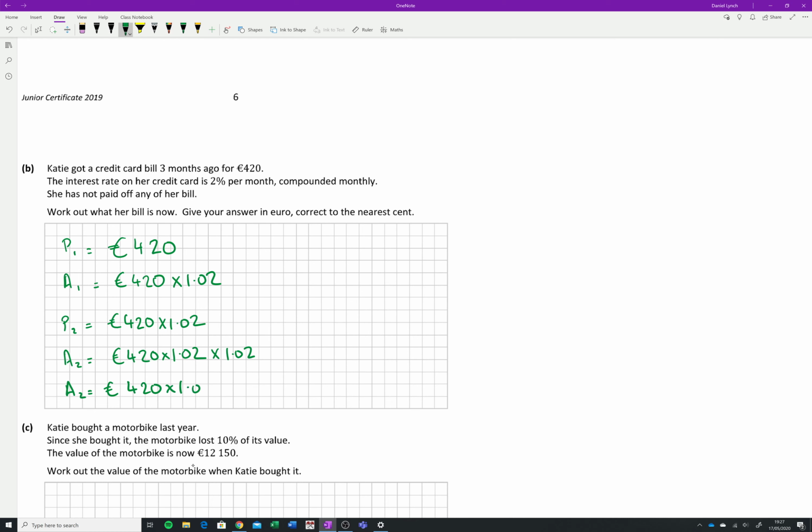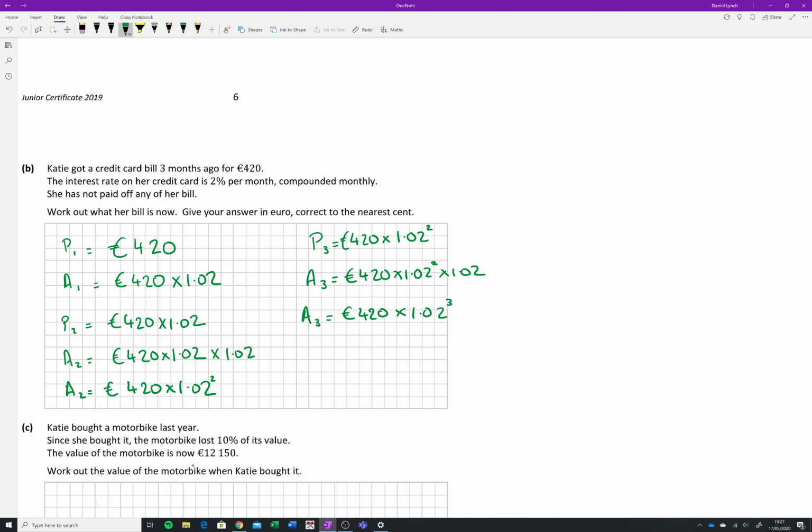420 times 1.02 squared. And you're going to start year or month 3 owing 420 times 1.02 squared. That's how much you started owing, and you're going to have it increased by 1.02 again. So there you have it. At the end of the whole time, it'll be 420 times 1.02 cubed.